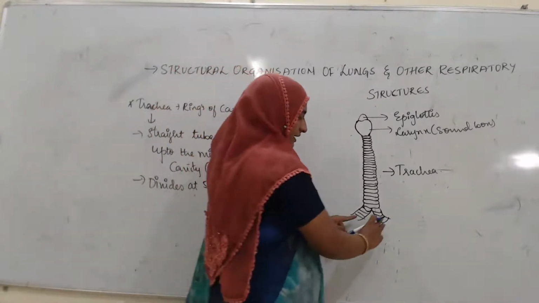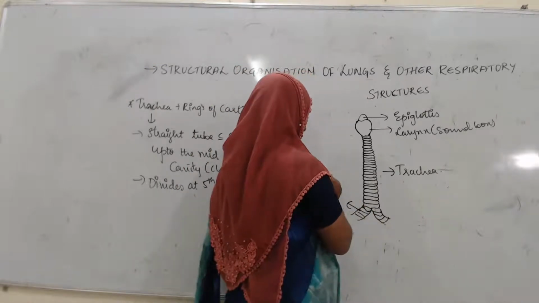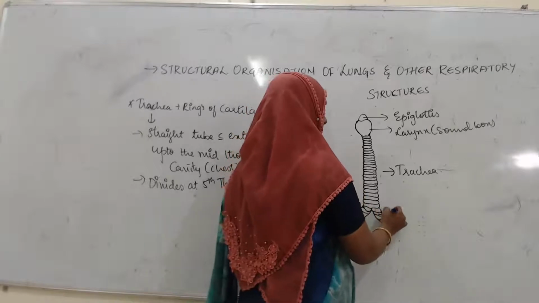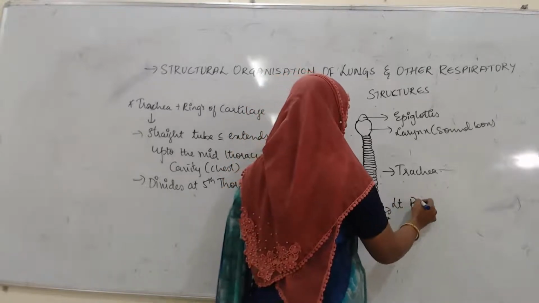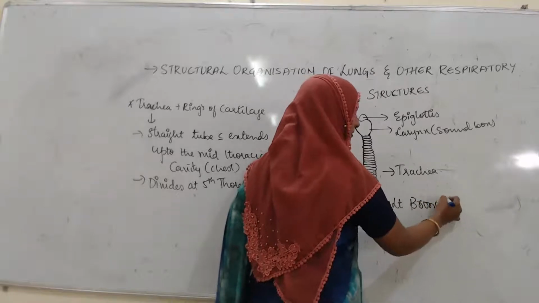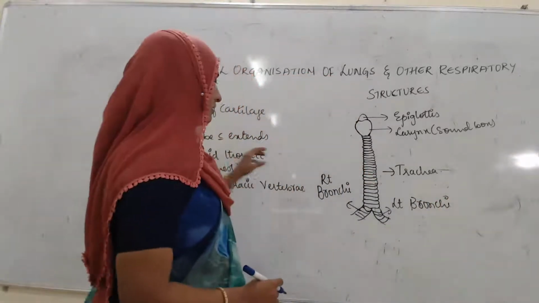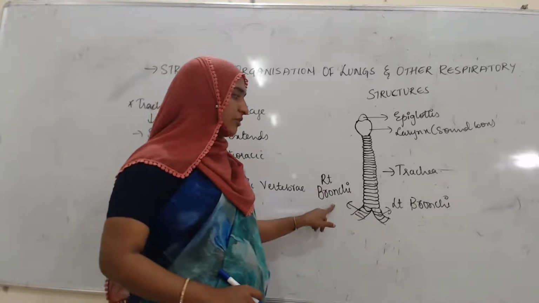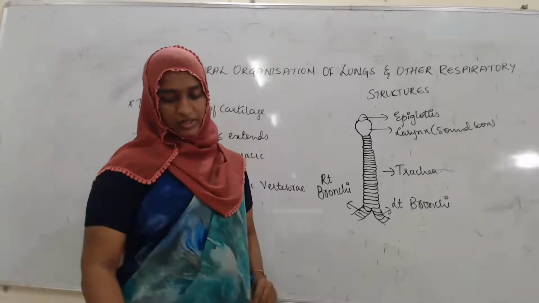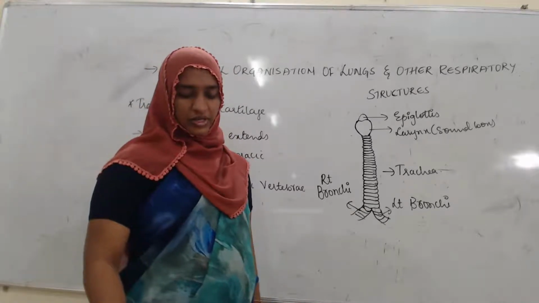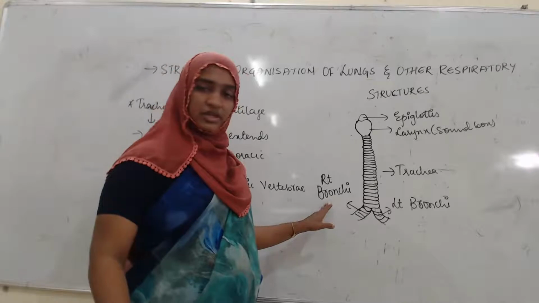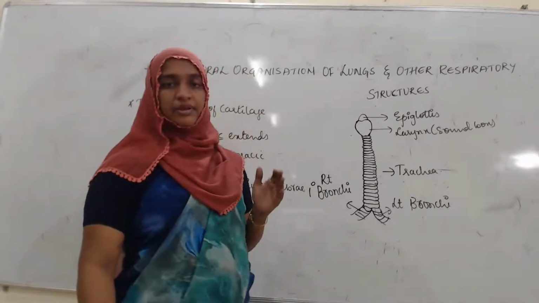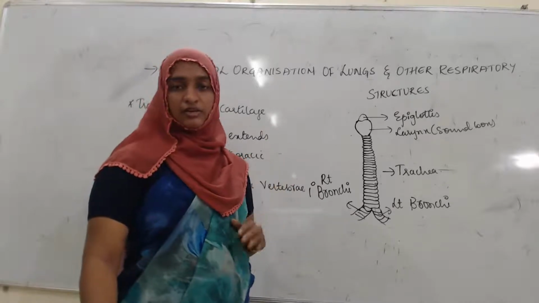So this we can call the right bronchi and this is the left bronchi. So this part at the fifth thoracic vertebrae is going to divide into the right bronchi and left bronchi. Each of these bronchi we can call the primary bronchi, primary left and primary right bronchi.